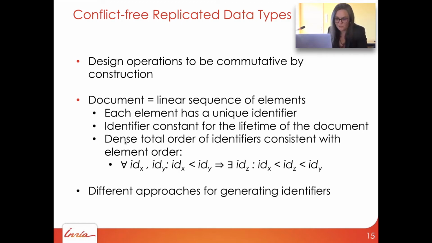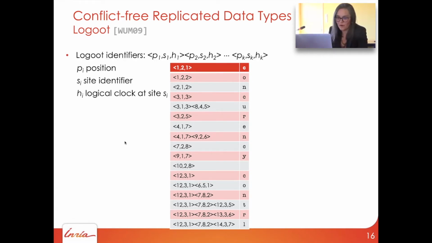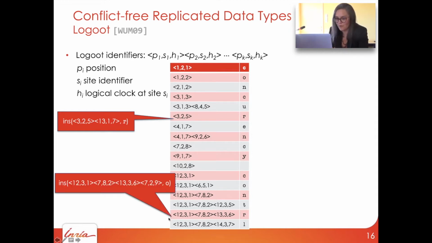There are different approaches for generating identifiers, and an example is Logoot, an algorithm that was designed by our team. The Logoot identifier is composed of a triple: a position that determines the order of the identifiers, a site identifier, and a logical clock. If we wish to insert a character between two others, as we have in this case, what we need to do is to generate an identifier that is between this one and this one, and we would generate this kind of identifier. The same here, when we have an O, we would generate an identifier that is in between this one and this one.